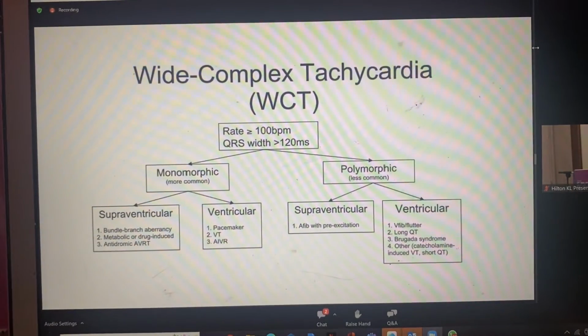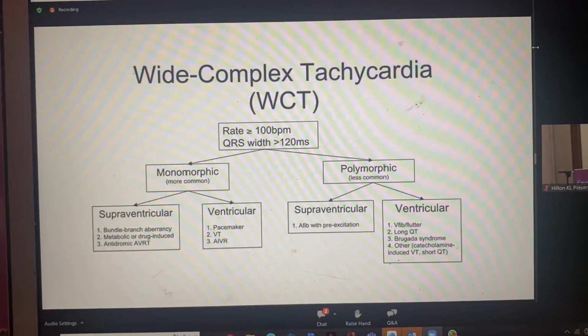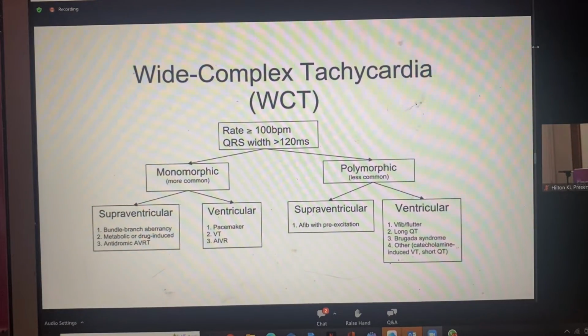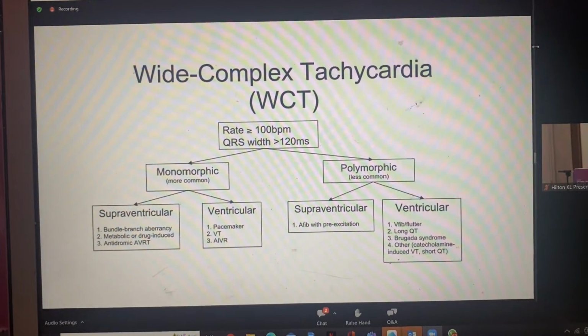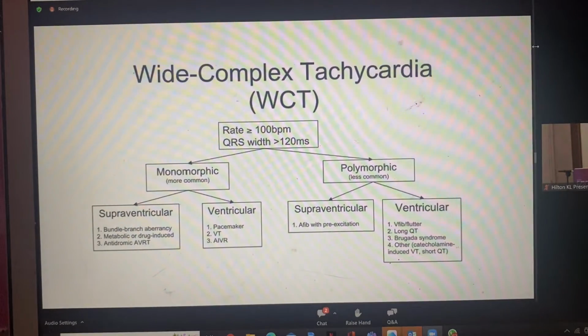So when do we say it's wide complex tachycardia? When the rate is more than 100 beats per minute and the QRS width is more than 120 milliseconds. So the next question is whether the QRS complexes are similar: monomorphic or polymorphic? More commonly we have monomorphic wide complex tachycardias. If they are monomorphic wide complex tachycardia, they are further divided into supraventricular or ventricular in origin.